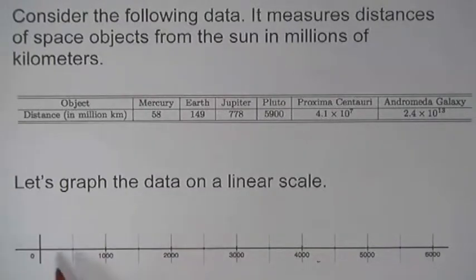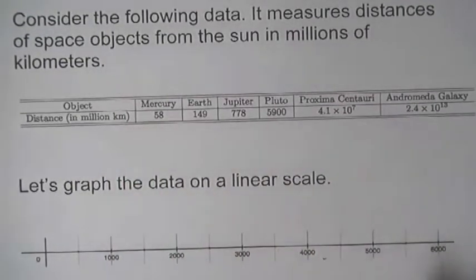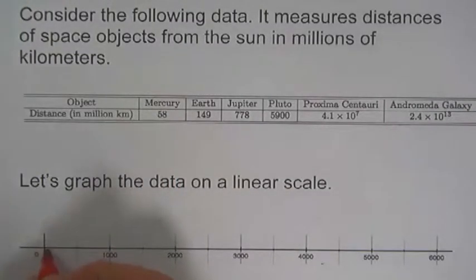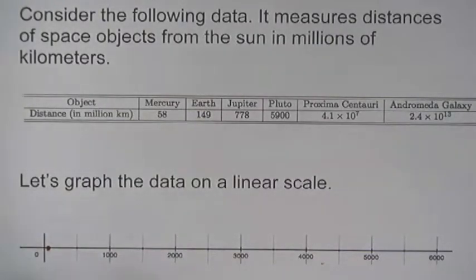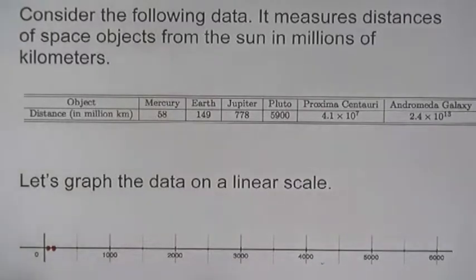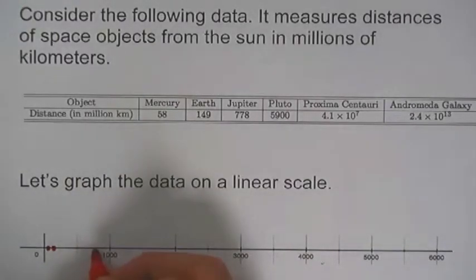So what I have is a scale here. It's really going by 500s, and then every 1,000 is labeled. So I could start with Mercury. Mercury is 58 million kilometers from the sun. So 50 is going to be pretty close, probably about here. Okay, Earth is 149. That's going to be right about here, so really close. Jupiter at 778, that's going to be about here.